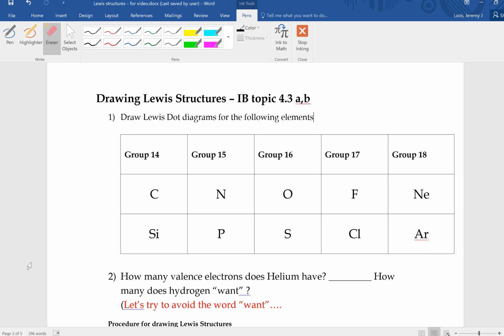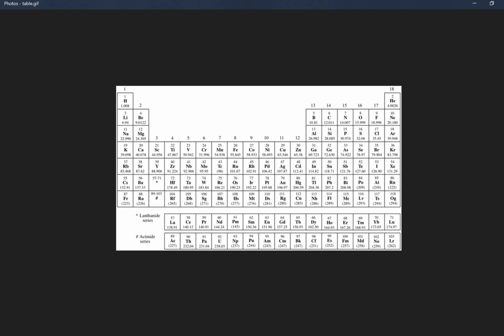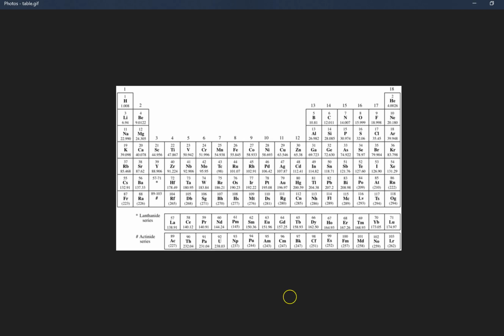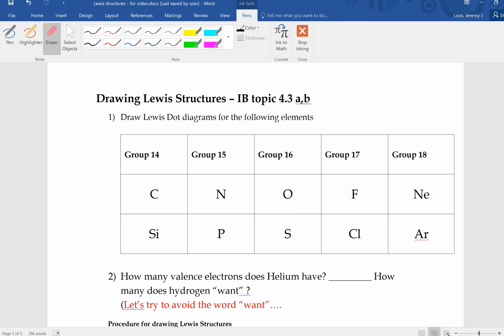So the page in the workbook you'll be wanting is this one, and you'll also want to have a periodic table handy. So let's remind ourselves really quickly of how to find the number of valence electrons for any atom. We count the number of columns across, not counting this middle section. So 1 valence electron, 2, 3, 4, 5, 6, 7, and 8, with the exception of helium, which only has 2 electrons, period. So helium has 2 valence electrons.